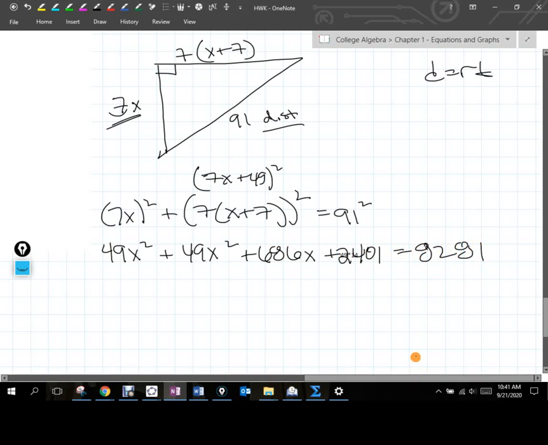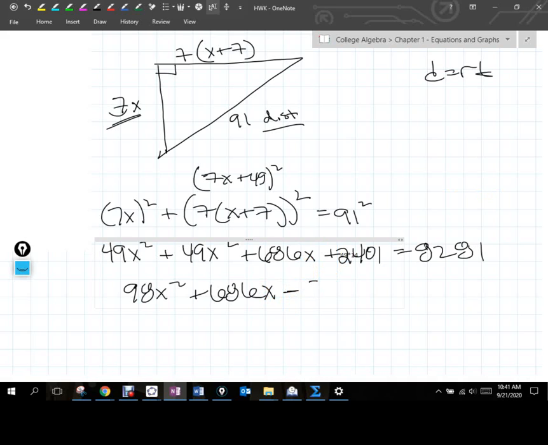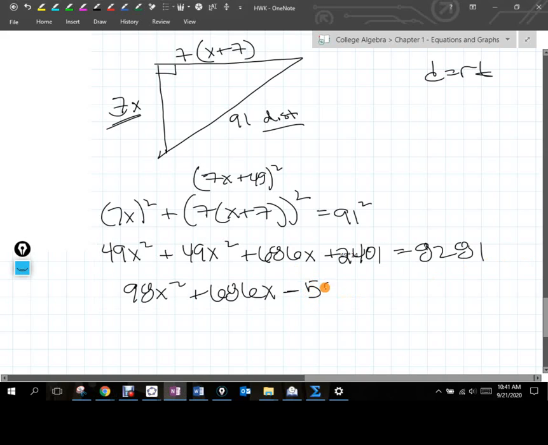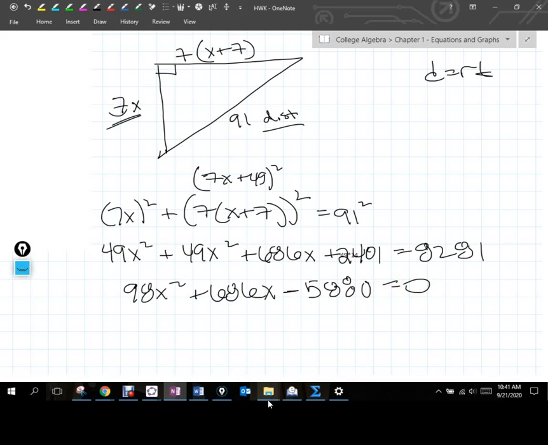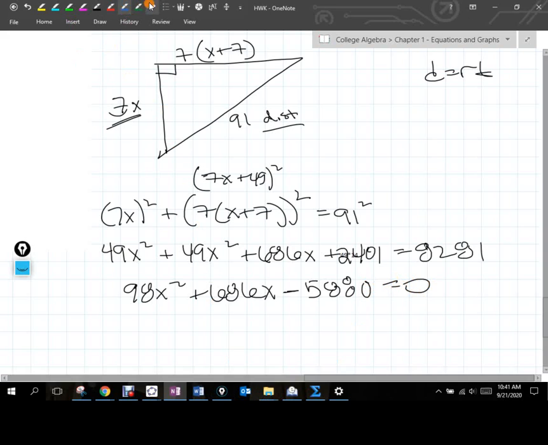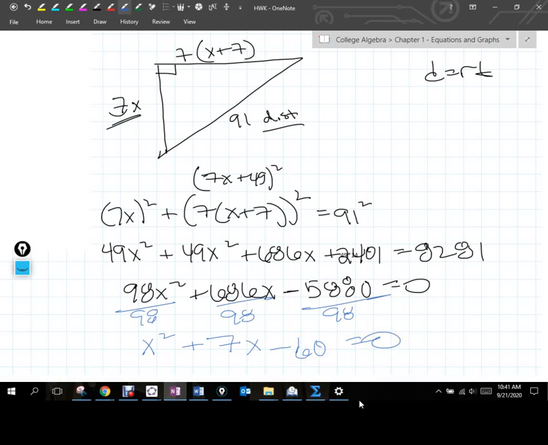82, 81. Okay. So that's 98x squared plus 686x minus, what is it? Let's go 82, 81 minus 2401, 5880 equals 0. What do you think all of those are divisible by? 2, 98. I divide that by 98, gives me x squared. Divide that by 98, what do you think that gives me? Saw 7 in the last, didn't we? Divide that by 98, 60. Gets down to the same thing, right?